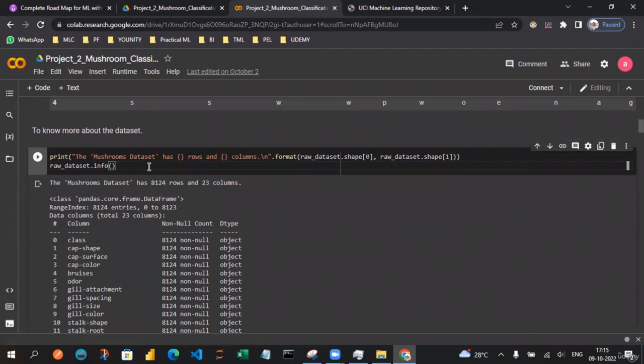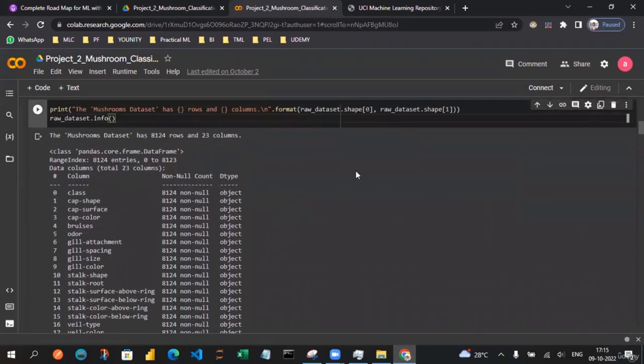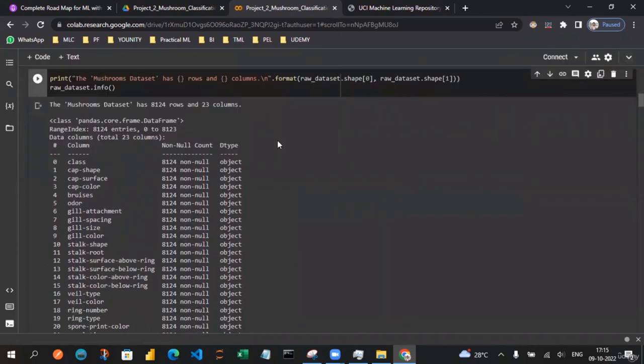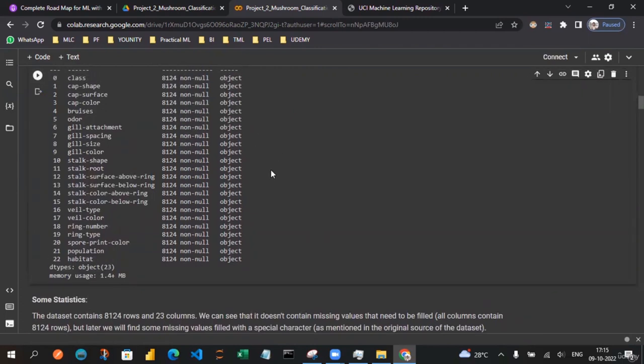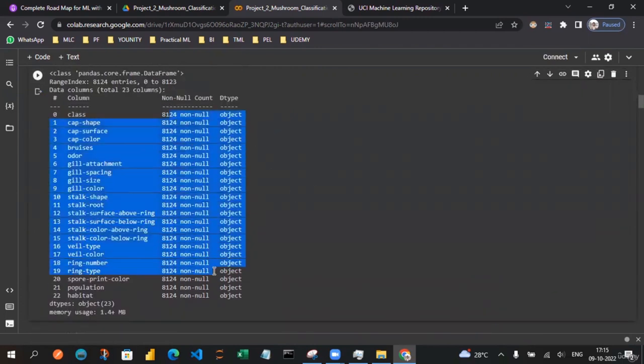To know about the mushroom data set, how many rows and columns it has, just for understanding and giving some information about this data set, let's get started. We have different kinds of entries, around 8,100 records, which have different data types, which may be at the object level and also some other string level. So let's consider we don't have any missing values. You can also see that.